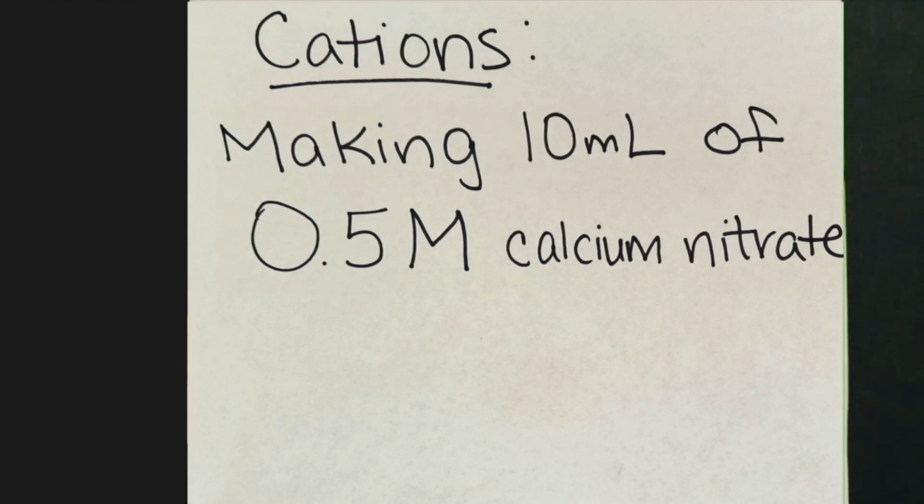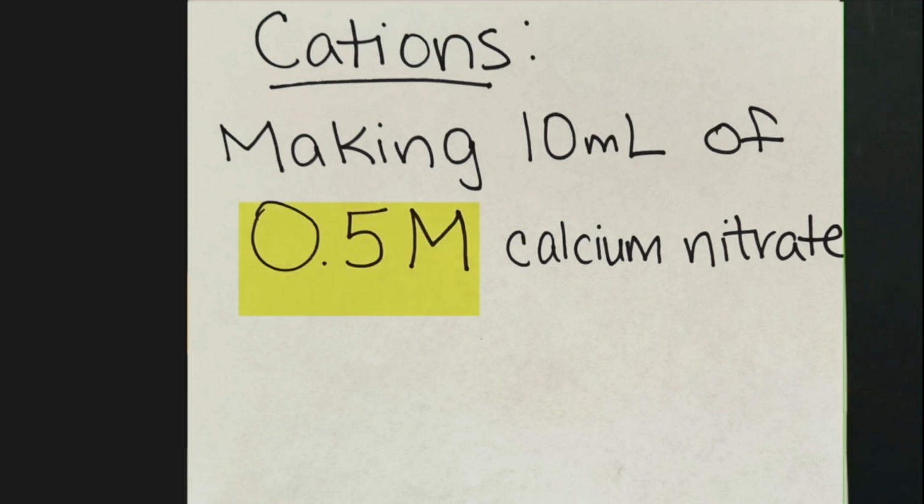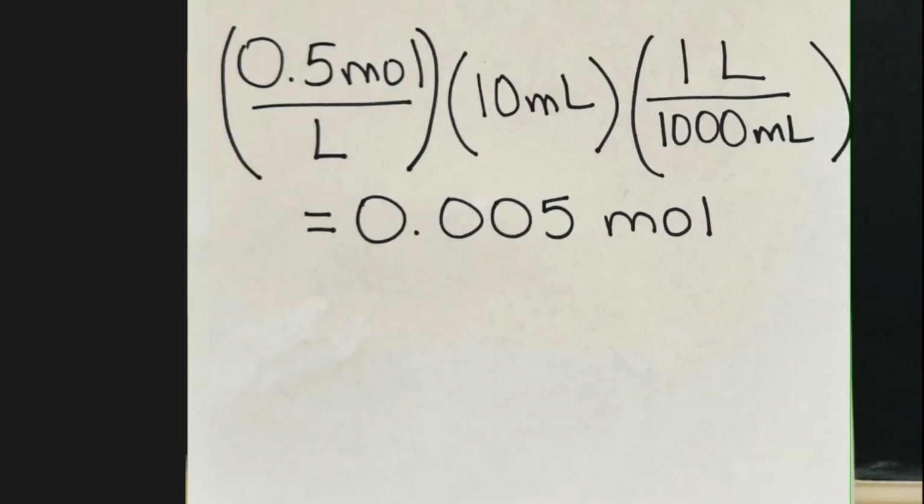So let's say we're going to make 10 milliliters of a 0.5 molar calcium nitrate solution. Each of the solutions I listed out, they're all going to be made at 0.5 molar. This volume is what you'll adjust according to your class. So if we want to make a 0.5 molar solution, we know molarity is moles per liter. If we want to make 10 mLs of it, again, just an example, we made 10 mLs just to save equipment and save chemicals. So 10 mLs, we know there are 1,000 mLs in a liter.